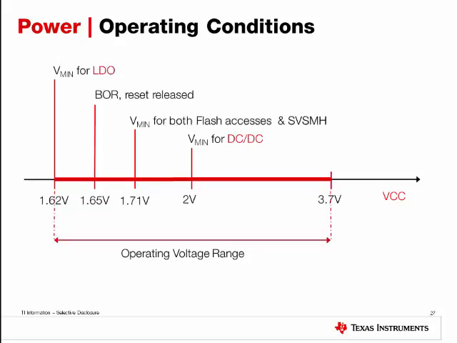As previously mentioned, MSP432 has a wide operating range, starting at 1.62 all the way to 3.7. The startup voltage requirement though is 1.65 volt, and at 1.71 volt, both flash accesses and supply voltage monitor can be enabled. The DC-DC regulator does require a minimum voltage of 2 volt for operation. The LDO can actually start operating all the way down to 1.62 volt.